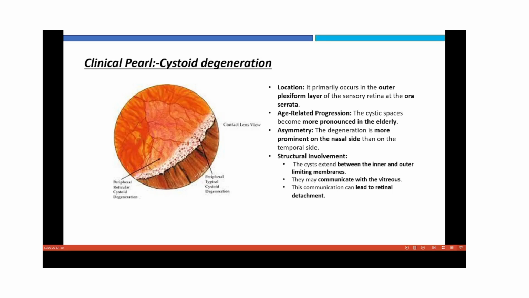So, coming to the next clinical pearl, which is cystoid degeneration. These are cystic spaces which primarily occur in the outer plexiform layer of the sensory retina at the ora serrata region. The cystic spaces become more pronounced in the elderly population. The degeneration is more prominent on the nasal side than on the temporal side. The cysts extend between the inner and the outer limiting membrane as discussed earlier, and they communicate with the vitreous, which in turn results in retinal detachment.